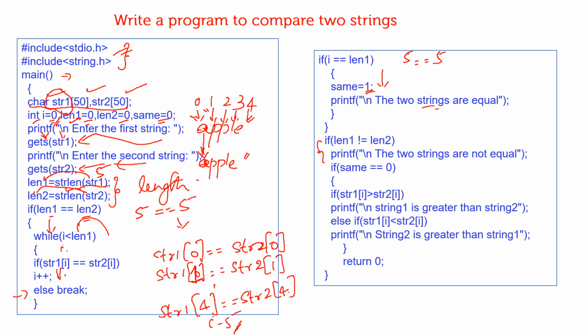So here they have written, apart from the algorithm, this middle step: if length of 1 is not equal to length 2, then printf the two strings are not equal. Okay. Now next, this is if it is not equal. So this is if it is equal.